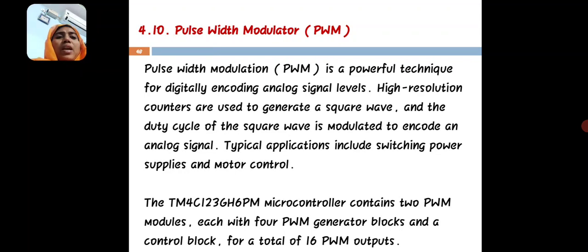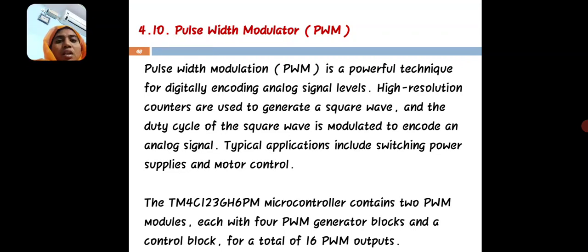Typical applications include switching power supplies and motor control. Mainly in the TM4C123, we use PWM to control the speed of the motor. Every embedded system has motors, and the speed of the motor is controlled by these two devices, PWM and QEI.